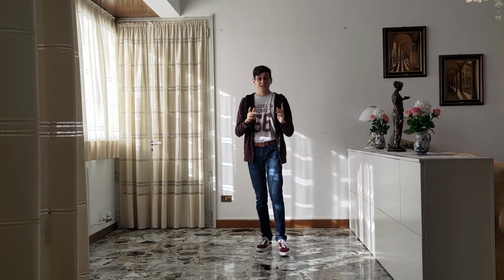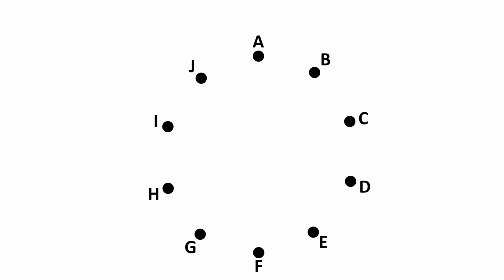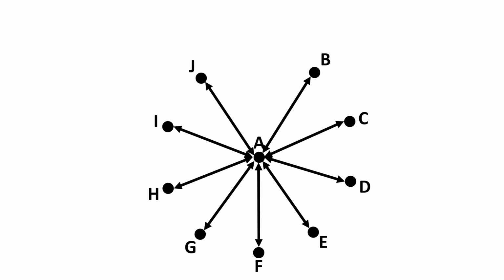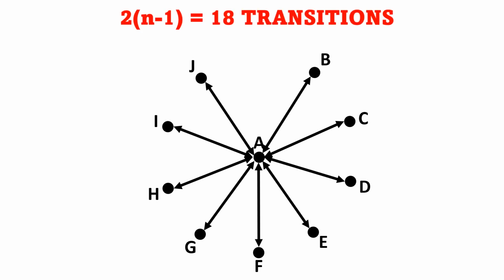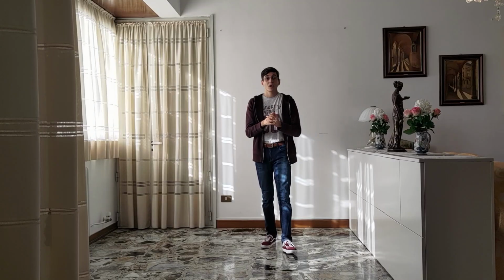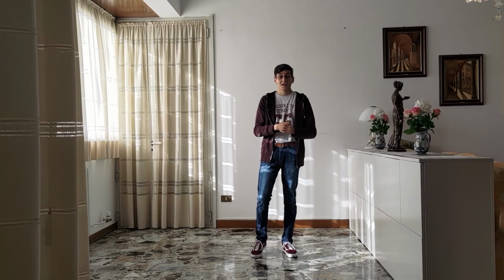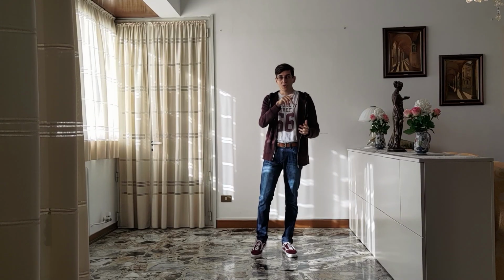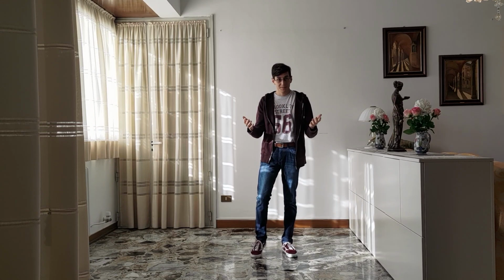So I came up with this idea. I said, let's draw our dots, and let's move A to the middle. Now, if we link A to every other dot, we end up with 2 times n minus 1, so 18 transitions, which is pretty manageable, and more importantly, if you want to go from any letter to any other letter, it is just 2 arrows, so it's pretty quick.